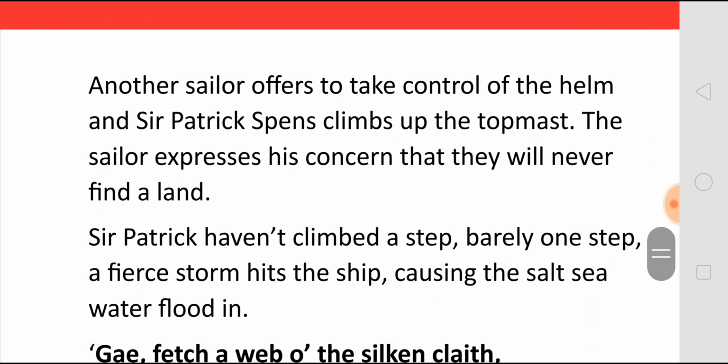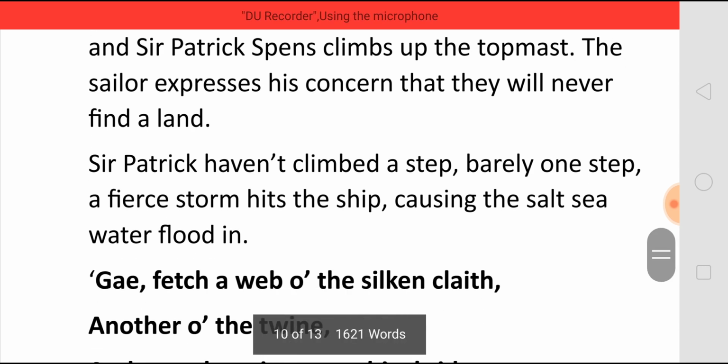Another sailor offers to take control of the helm, and Sir Patrick Spens climbs up the topmast. The sailor expresses his concern that they will never find land. Sir Patrick hasn't climbed a step, barely one step. A fierce storm hits the ship, causing the salt sea water to flood in.